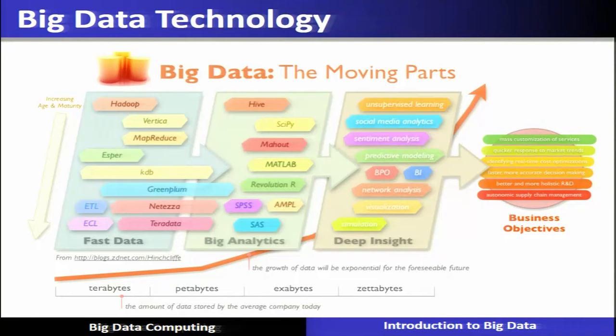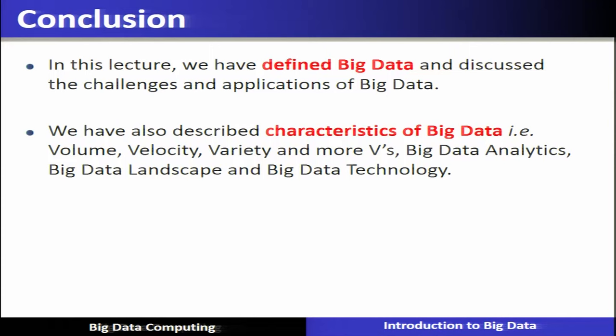So, in conclusion, in this lecture we have defined big data and discussed the challenges and various applications of big data. We have also described in more detail the characteristics of big data and the three most important characteristics, the three V's, which we have covered in quite some detail: volume, velocity and variety. Furthermore, we have also seen other V's which are evolving around big data as this area progresses and matures. We have also seen a little bit about big data analytics, the big data landscape, and various terminologies and technologies we have just touched upon. Thank you.